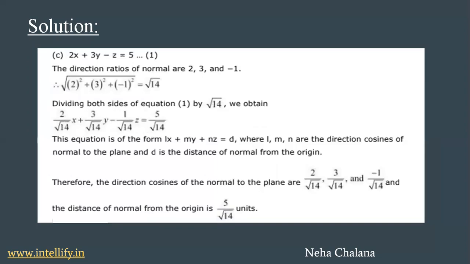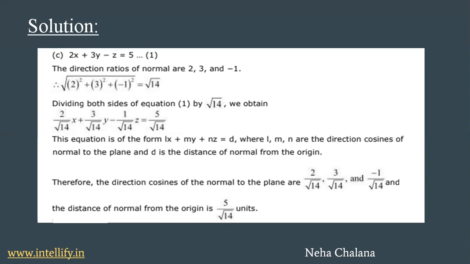For the third part, we have the equation 2x plus 3y minus z equals to 5. The direction ratios of the normal we have here are the coefficients of x, y and z, which are 2, 3 and minus 1. So what we will do is divide by the square root of the sum of squares and we get the value root 14. Now if we divide this equation by root 14, we can convert direction ratios into direction cosines. So we get 2 by root 14 into x plus 3 by root 14 into y minus 1 by root 14 into z equals to 5 by root 14.